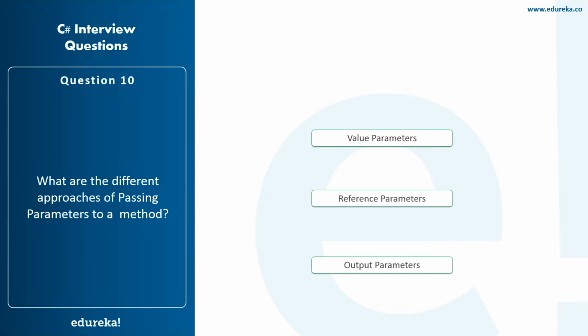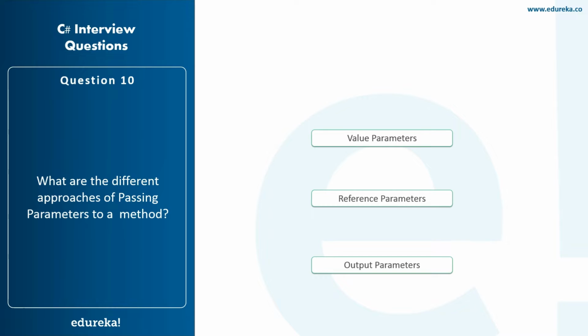When I talk about value parameters, under this method, the actual value of an argument is copied to the formal parameter of the function. That is, in this case, the changes made to the formal parameter of the function have no effect on the actual value of the argument. Moving on, when I talk about a reference parameter, this method essentially copies the argument's reference to the memory location into the formal parameter, meaning changes made to the parameter also affect the original argument. Now, when I talk about output parameters, this method simply returns more than one value. So it can return two values, three values, etc.